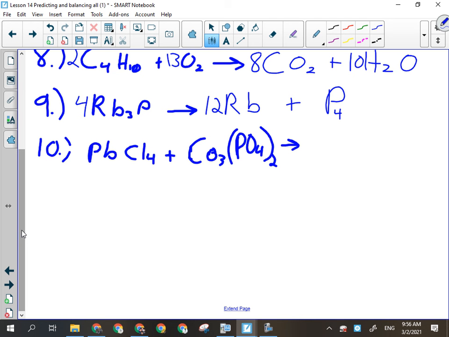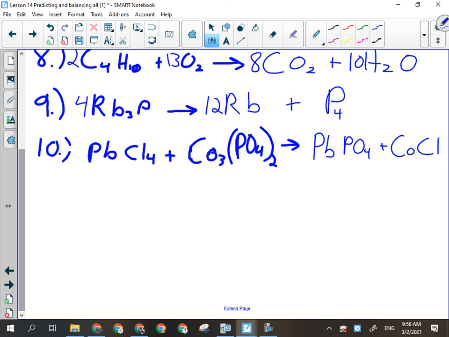All right. And then for number 10. So on number 10, there's a couple of tricks we have to watch for here. Okay? What kind of reaction is it first up? Okay, it's a double replacement reaction between two ionic compounds. So we know right off the bat that all we're going to do here for the products is switch the partners on the metals. So that means that lead is going to end up with phosphate, and cobalt is going to end up with chlorine.